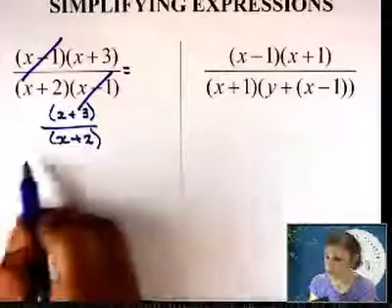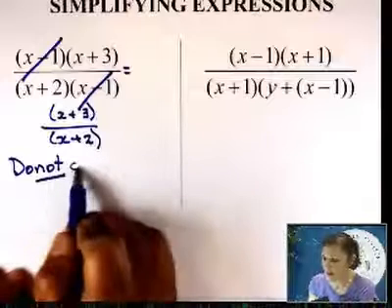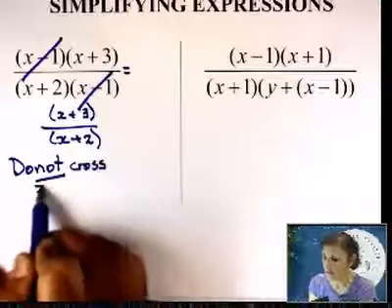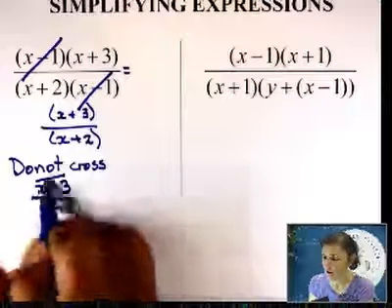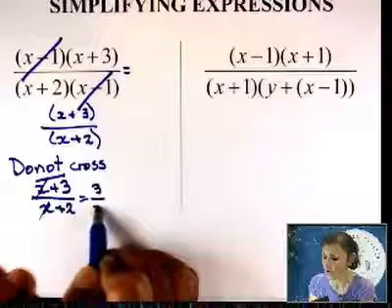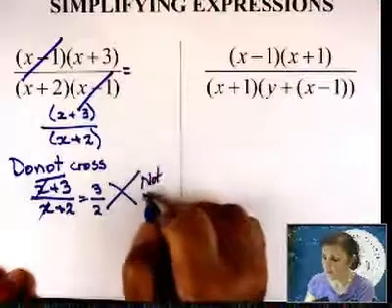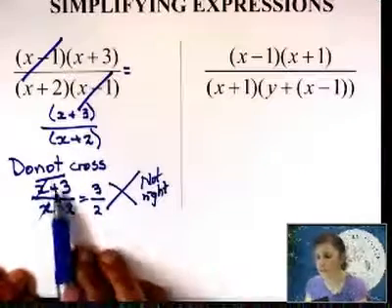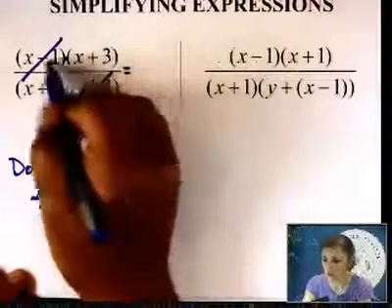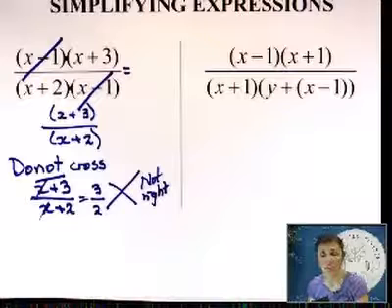All right? So do not cross this out, x plus 3, x plus 2, saying x is, that's 3 over 2. Do not do that. Not right. Now, why is it not right? Because look at the difference. There is a multiplication between this and this, and there's an addition between this and this. So when you see addition or subtraction, you are not allowed to cross them out.